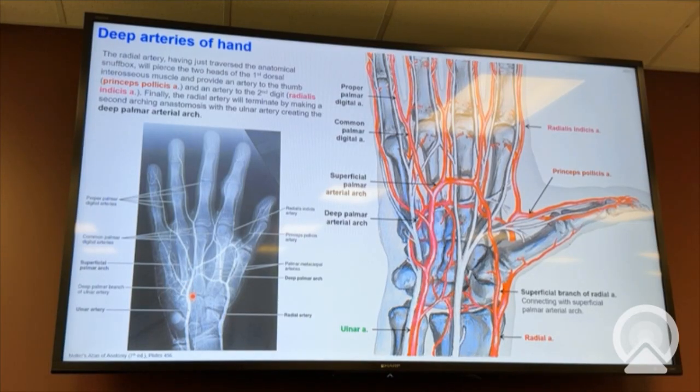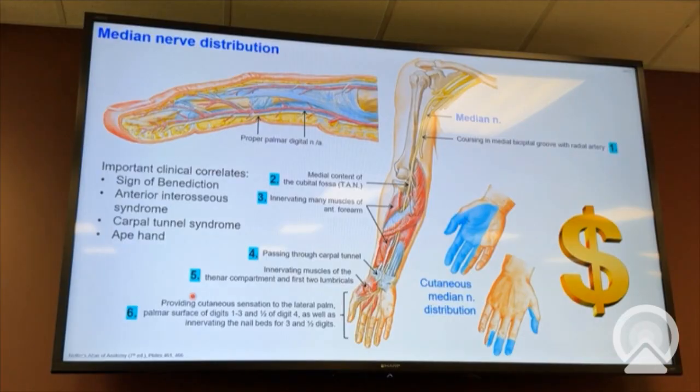So someone that has something like this, that arch isn't made? It's incomplete, yeah. I actually see it a lot in lab. It's not terribly uncommon. So I guess that's why the Allen's test is so important, because it's very prevalent. It's not the majority morphology, but a very significant minority of people will have this. All right, so that's really it about the hand.